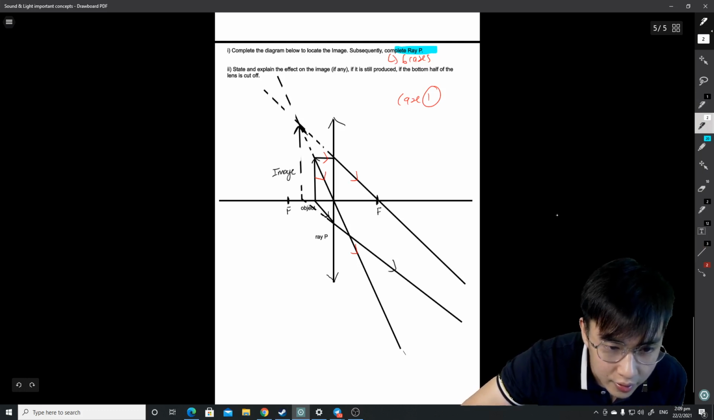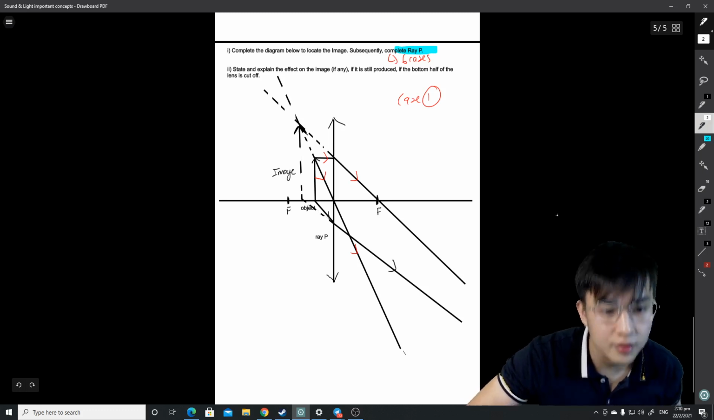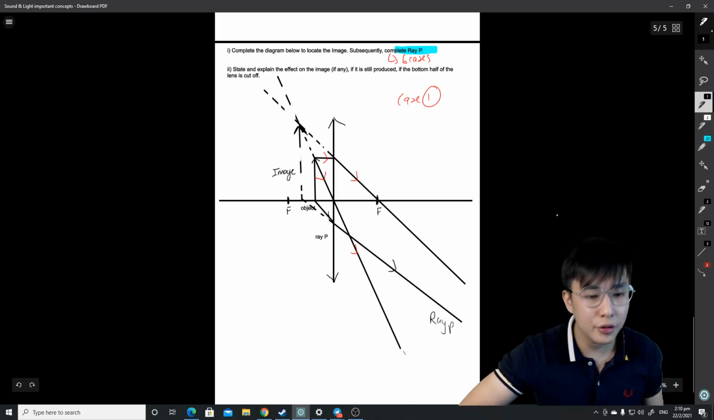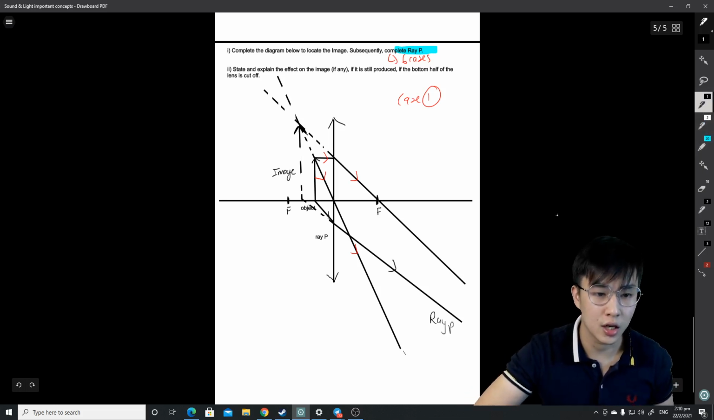Okay, you have to dot these lines, and your answer should look just like this. Okay, you can say that this is ray P. That's how you tell how it bends through the converging lens.